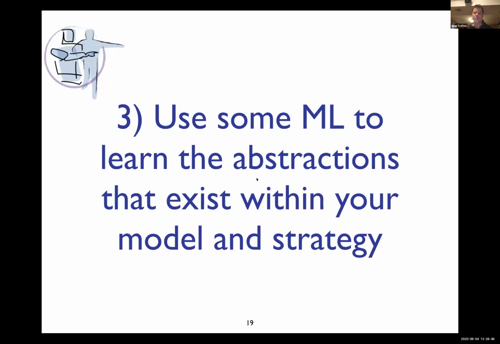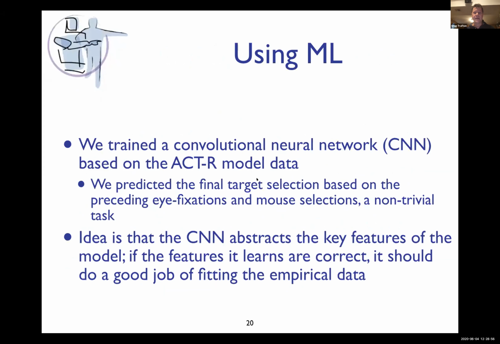Okay, so our third step here is we can use some machine learning to learn the abstractions that exist within that model and strategy. For us, what we did is we trained a convolutional neural network, a CNN, based on the ACT-R model. I think any sort of machine learning technique would work. We happen to use a CNN, and I'll show a little more detail about that in a minute.